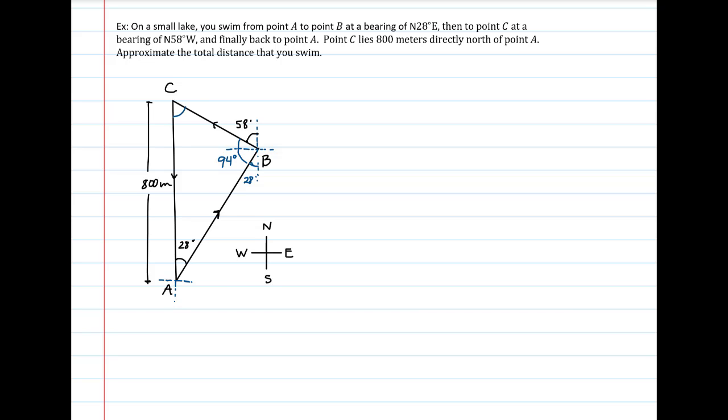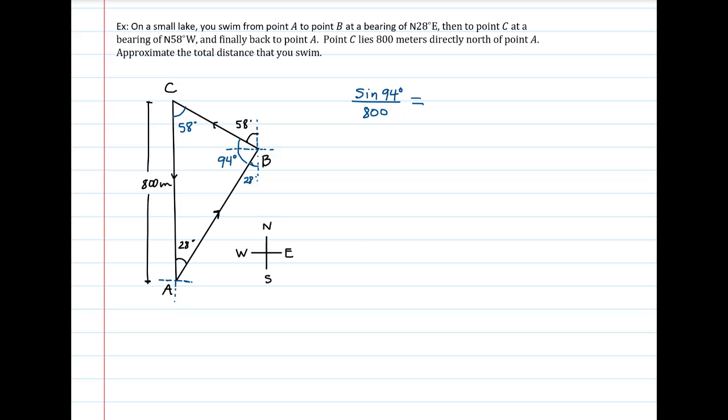We're going to need all three sides of this triangle because we need to add the sum of the three. They're asking us to approximate the total distance that we swim. So the first thing that we need is the third angle. Since we have two, we can figure out the third angle by subtracting 28 degrees and 94 degrees from 180, and you can quickly figure out that angle C is 58 degrees.